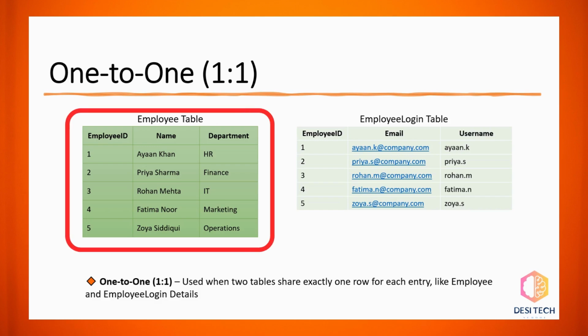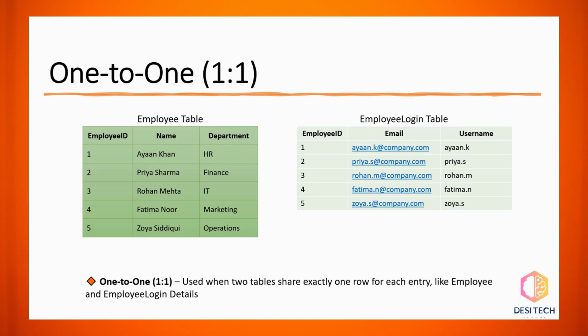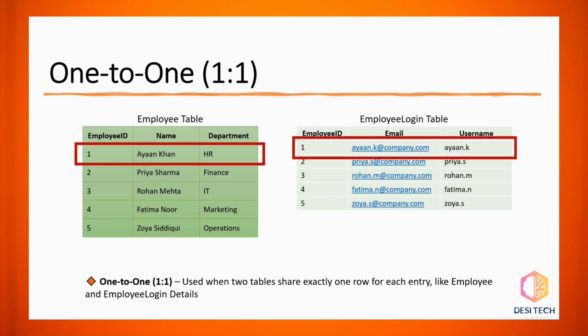Imagine we have an employee table with basic details like name and department. And then we have another table called employee login details where we store their email and login username. Now, here's the key. Each employee has only one login, and each login belongs to only one employee. That's a perfect example of a one-to-one relationship. We use the employee ID in both tables to connect them.